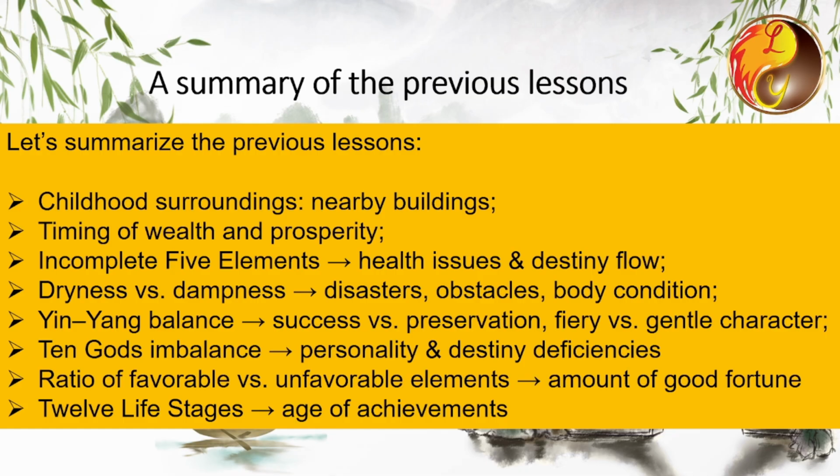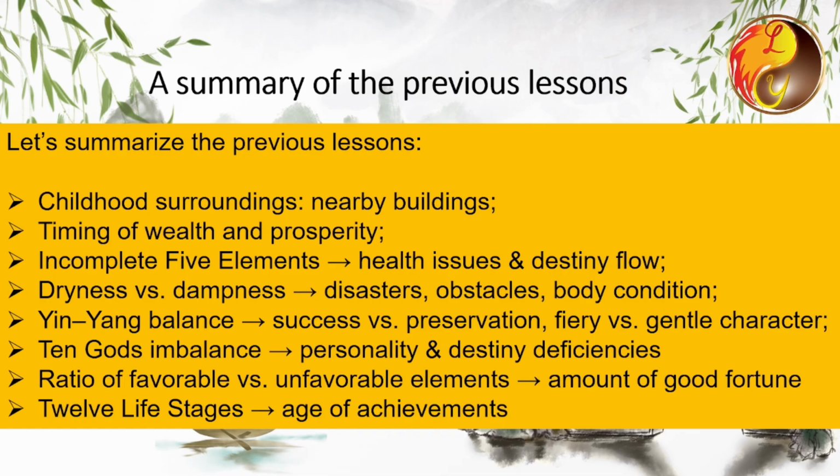First of all, you should be able to look at someone's childhood surroundings, the buildings, the environment they grew up in, and get a sense of how that shaped them early on. Then there's the timing of wealth and prosperity. You should have a feel for when someone's good fortune or financial luck might kick in, not just whether they will have it. Next, remember the idea of incomplete 5 elements. If something's missing or too weak, it often points to certain health issues, or maybe a flow in life that doesn't move as smoothly as it should.